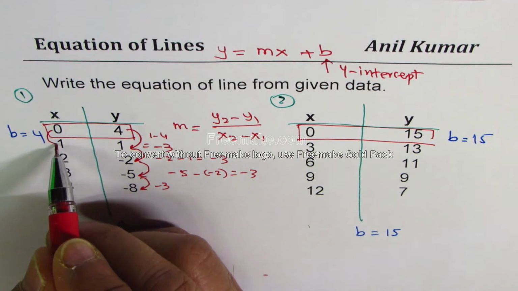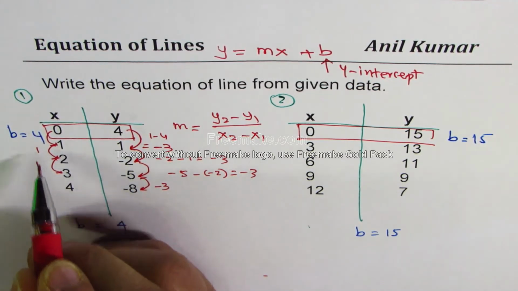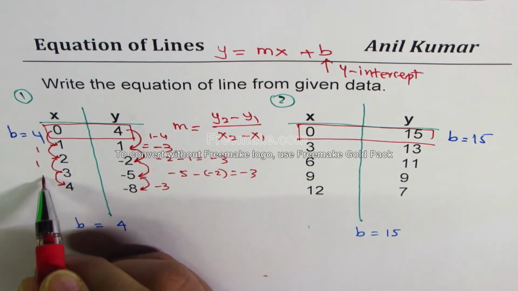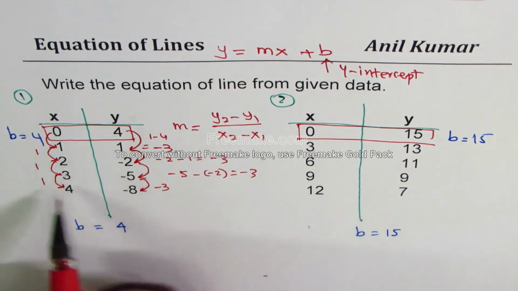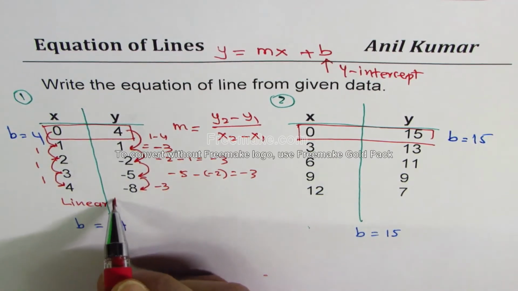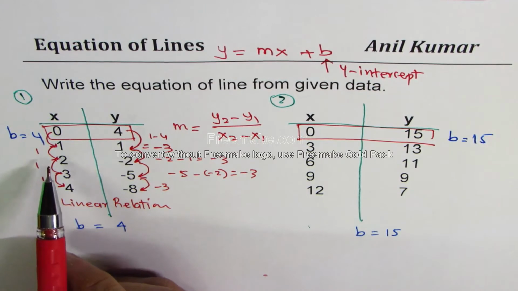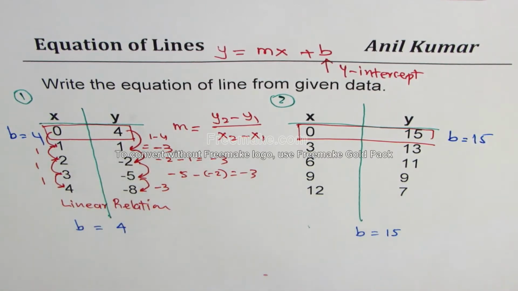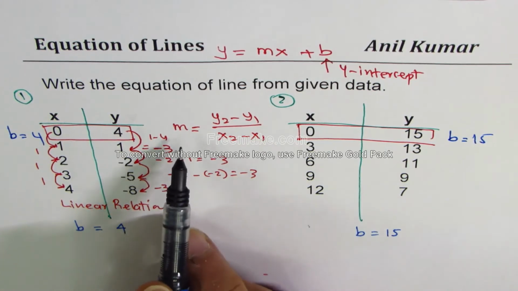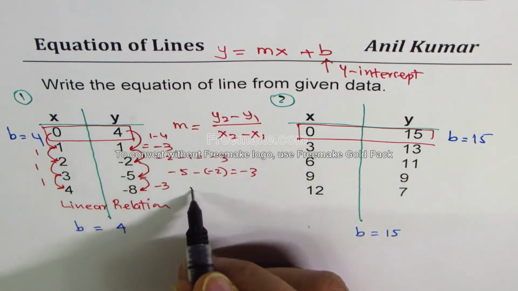See, if I go from 0 to 1, 1 to 2, 2 to 3, we are going up by 1. Do you see that? Going up by 1. So that means it is a linear relation. For a constant change in x, there is a constant change in y. Since it is a linear equation, we can write it in the form y equals mx plus b. So let's calculate m here.